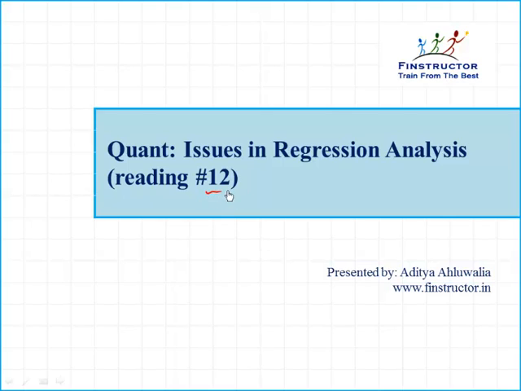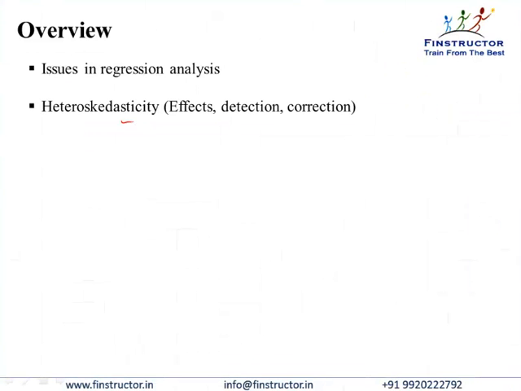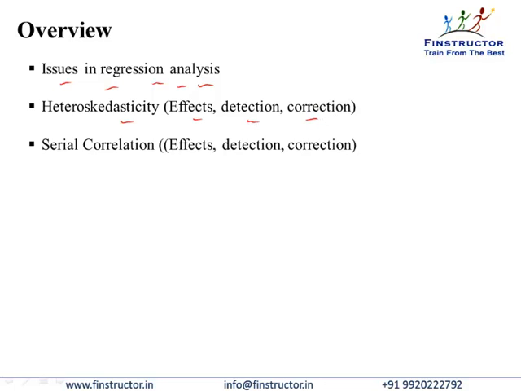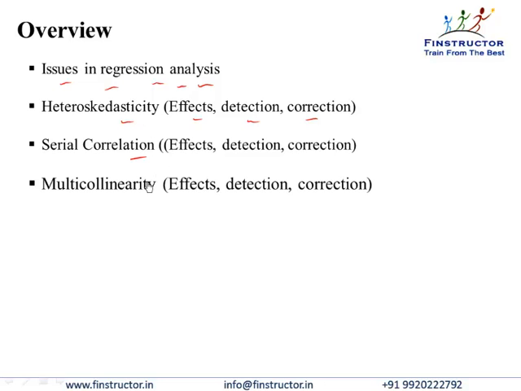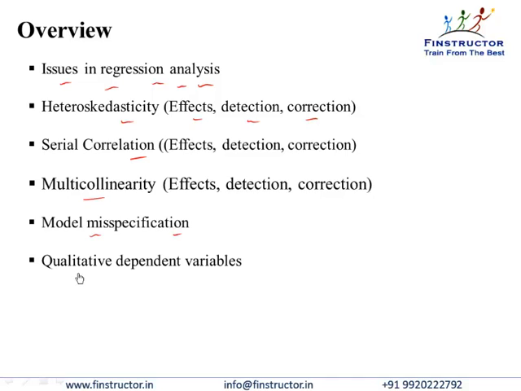So we'll continue with reading 12 of the curriculum, and we'll now try to look at some of the issues in regression analysis. So we'll start by understanding the broad categories and what the major issues are. Understand in detail the effects, detection, and the process of correcting for heteroskedasticity, serial correlation, and multicollinearity. We'll see how the model or the regression equation can be misspecified, what we do about qualitative dependent variables, and finally summarize so that we remember each of the concepts against one another.